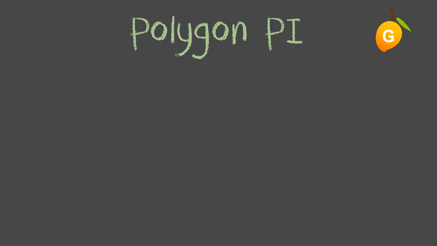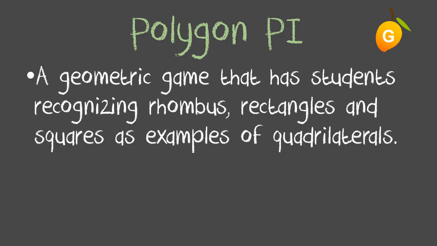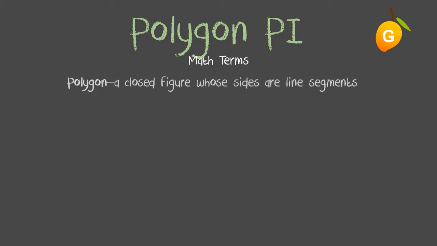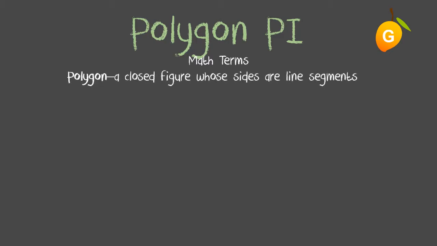Polygon PI is a third grade game that falls under the math strand of geometry, and it's a geometric game that has students recognizing rhombus, rectangles, and squares as examples of quadrilaterals. Polygon PI has some math terms to help increase understanding. Those terms are polygon, a closed figure whose sides are line segments; a quadrilateral, a four-sided polygon.